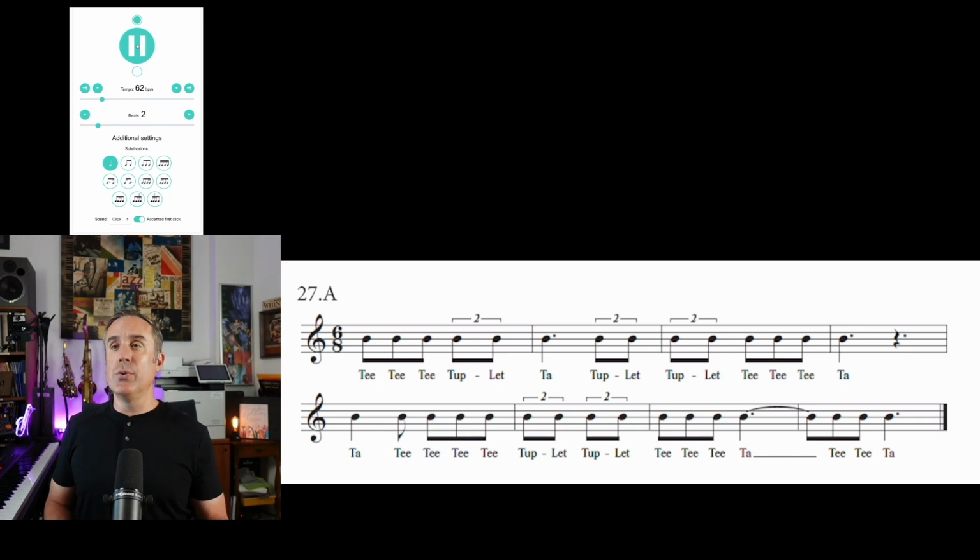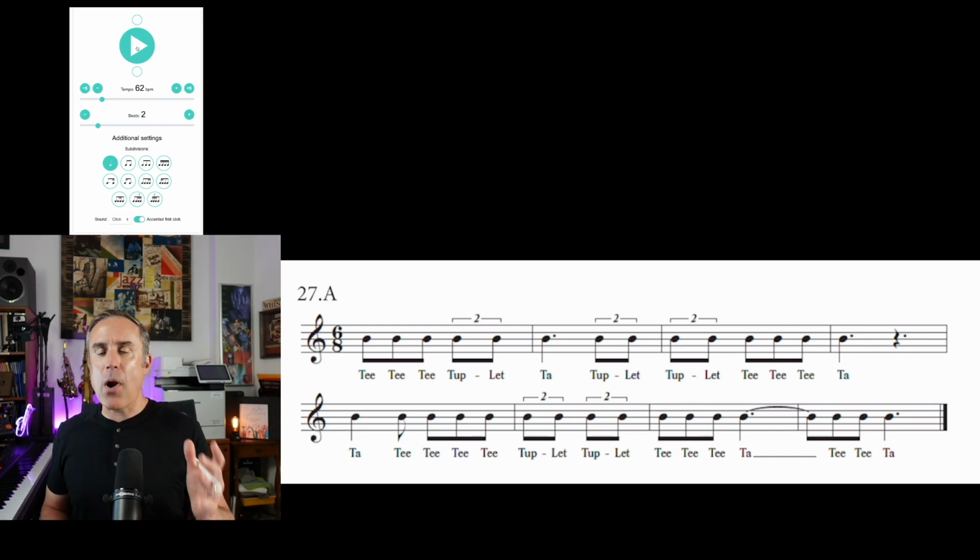1, 2, ready, and T, T, T, tuplet, ta, tuplet, tuplet, T, T, T, ta, ta, T, T, T, T, tuplet, tuplet, T, T, T, ta, T, T, ta. All right, let's stop that metronome.